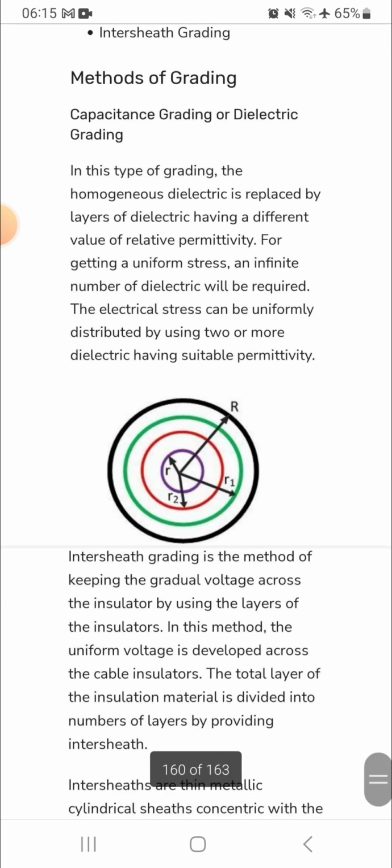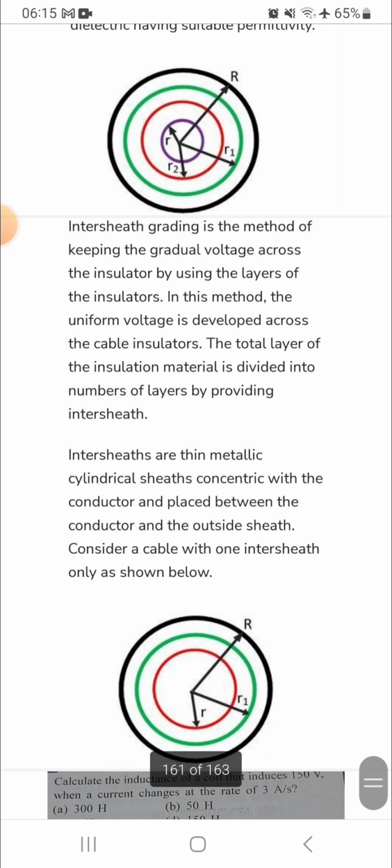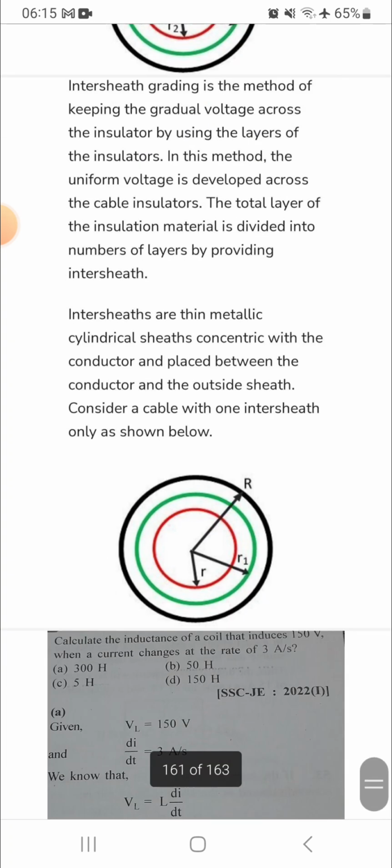Intersheath grading is the method of keeping the gradual voltage across the insulator by using layers of insulators. In this method, the uniform voltage is developed across the cable insulators.